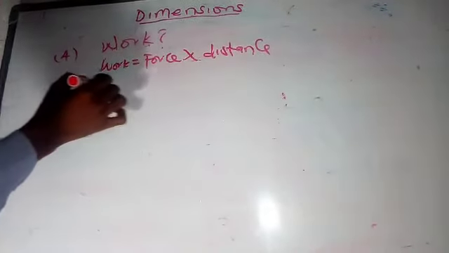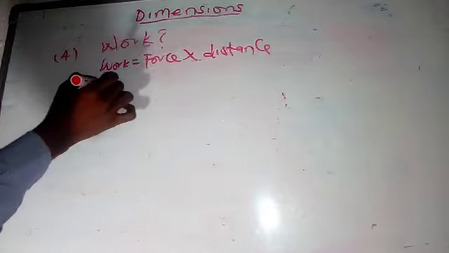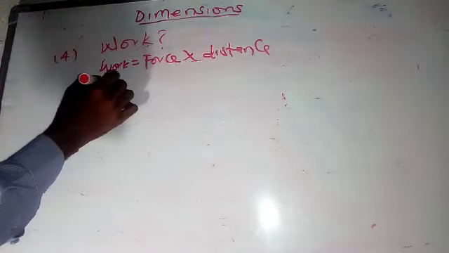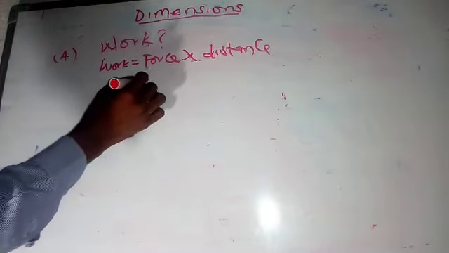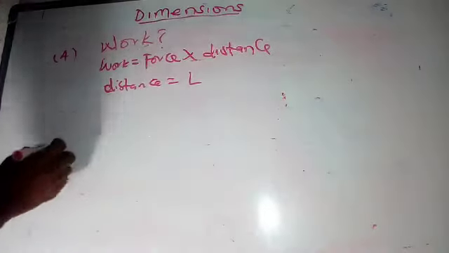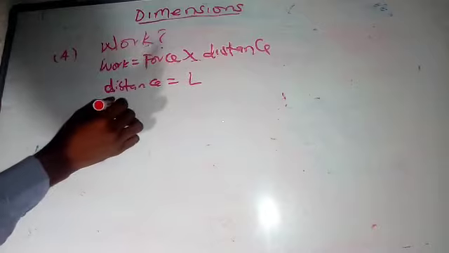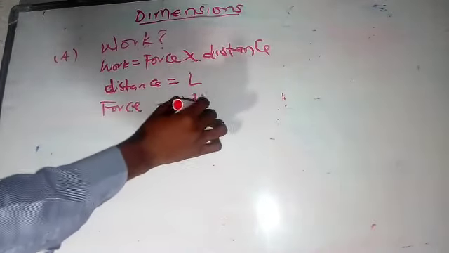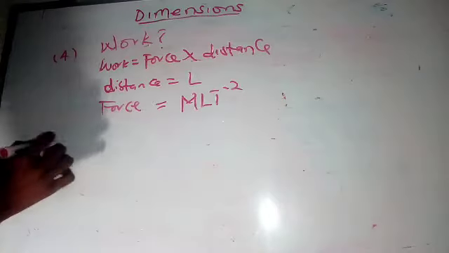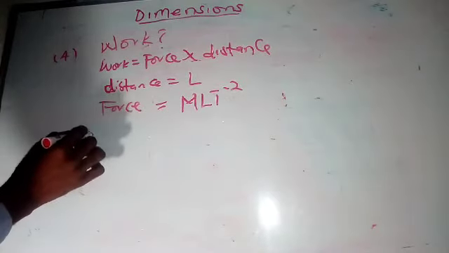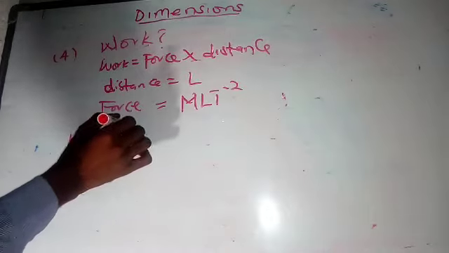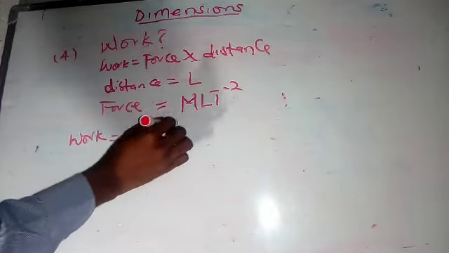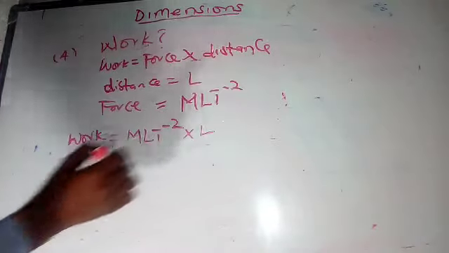We know the dimension for distance is always length. Force, we find it to be mass times acceleration, which later gave us MLT^-2. So the dimension for work will now be MLT^-2 times L.